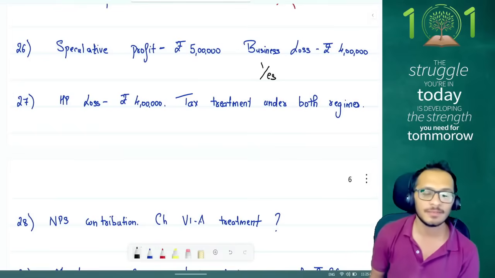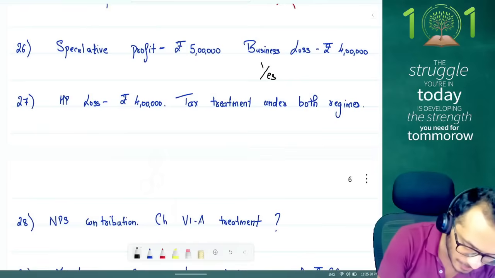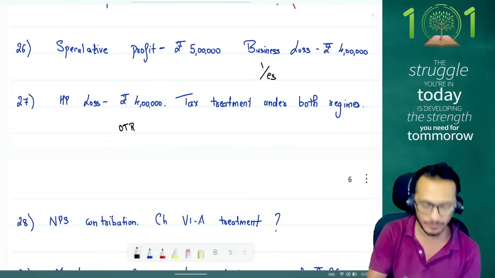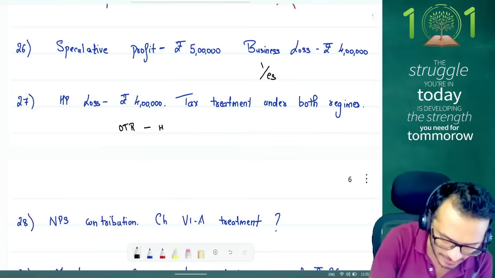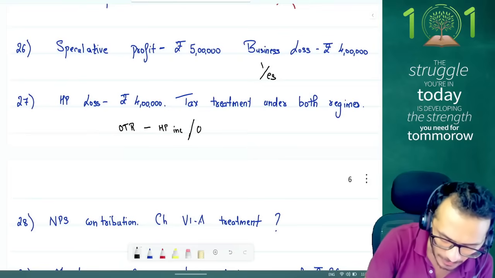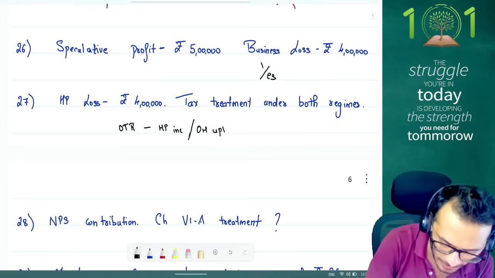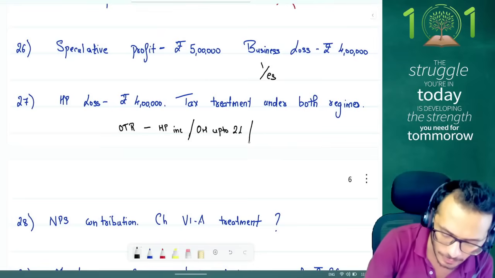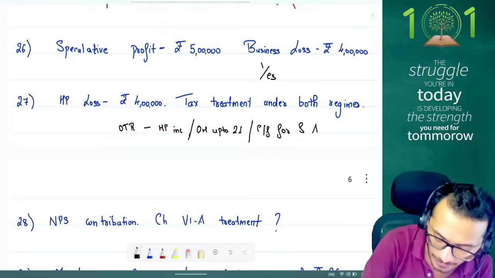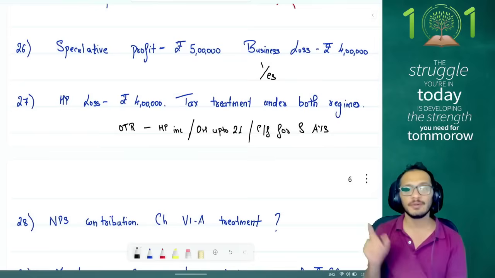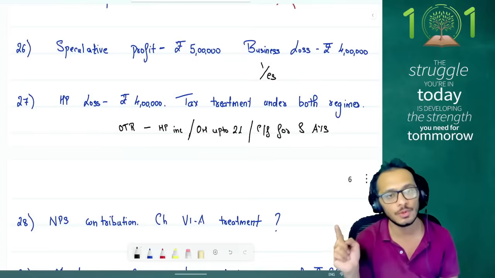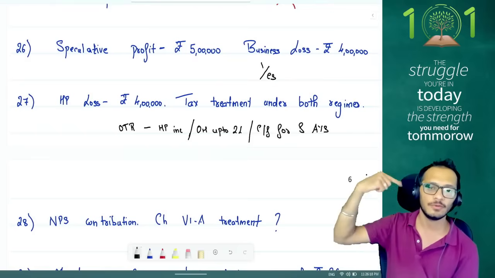27. HP loss is 4 lakhs. What is the tax treatment under both the regimes? People, when it comes to HP loss, if you are going for the old tax regime, you can set off against HP income. If you're not able to set off against HP income, you can set off against other heads up to 2 lakhs. If that also you cannot do, you can carry forward for 8 years. So those are the rules for the old regime.